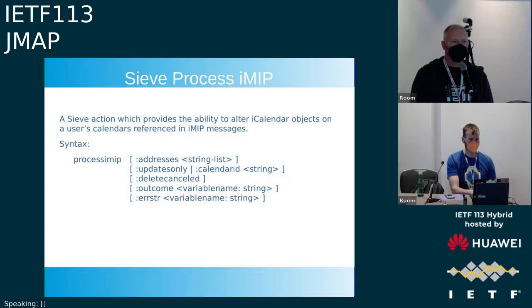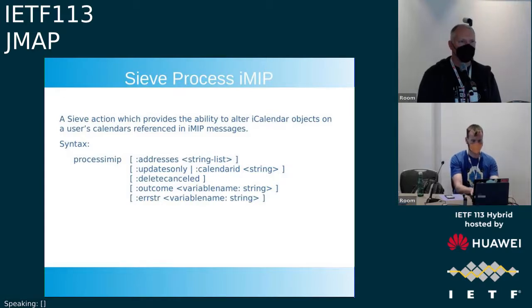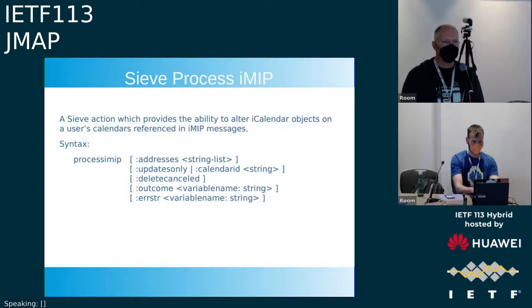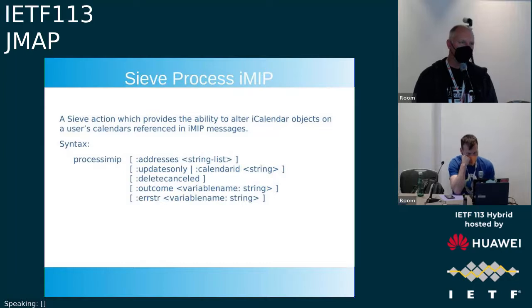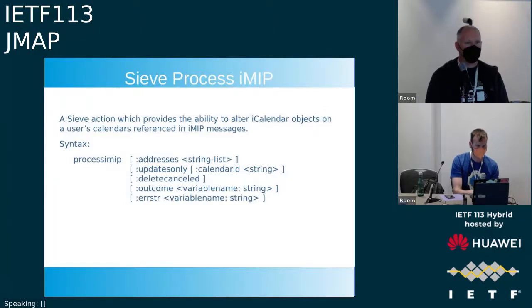So this is what it looks like. We've got 5 different options there. The first one is a list of addresses if they are outside of what the server would normally know. This is analogous to the addresses parameter in vacation, so that the user would tell the server, these are the identities that I have, normally email addresses. So any invite or reply that I get for one of these addresses, you can go ahead and process for me.